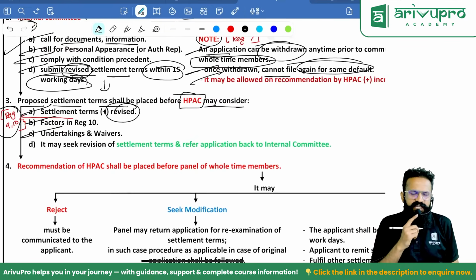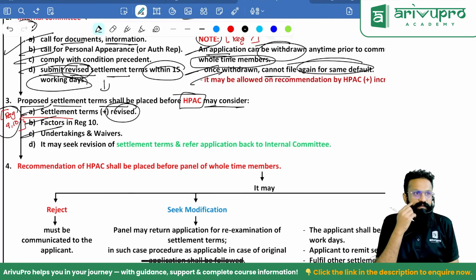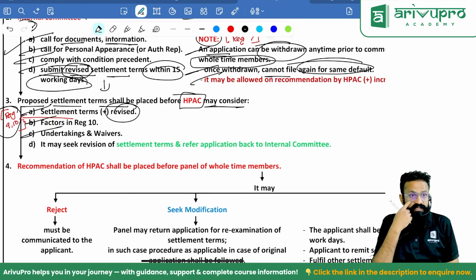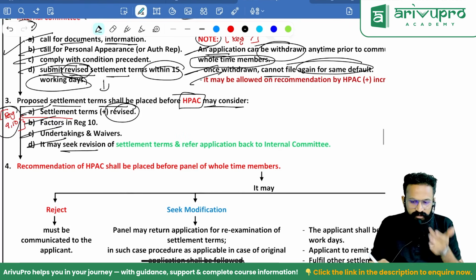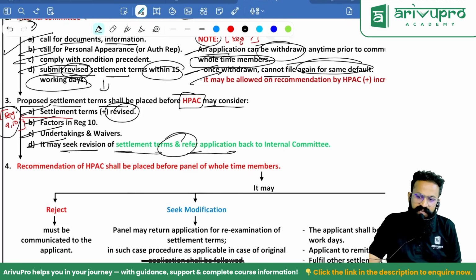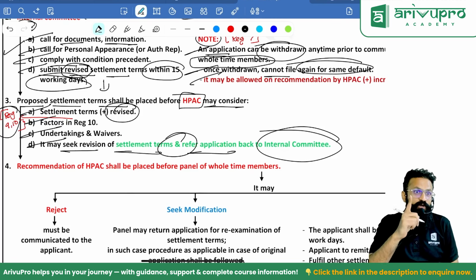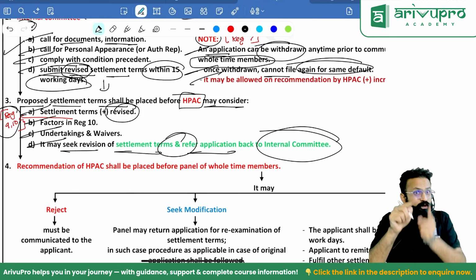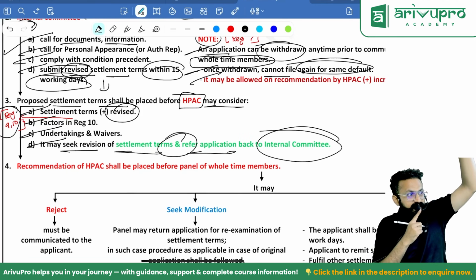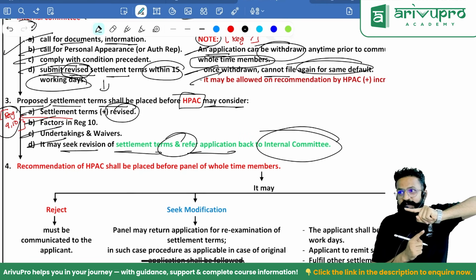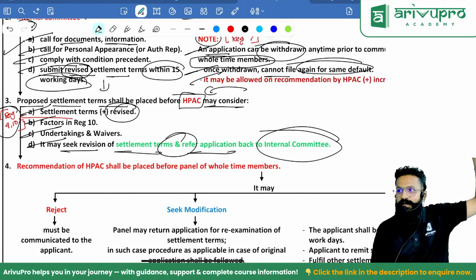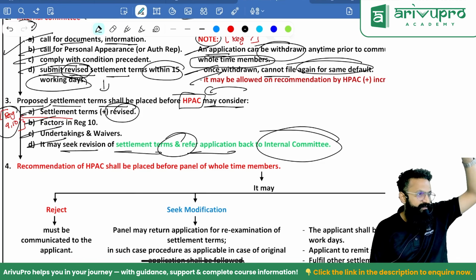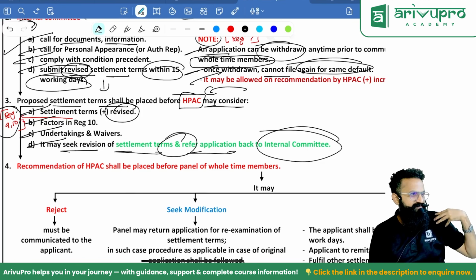Next one, undertakings and waivers. Undertakings is nothing but promises. I will not do it again. I'll not take up any listed company's client again. All those things. It may seek revision of settlement terms and refer the application back to the internal committee. I told you, every person has a power to send the application back to stage 1. Like HPAC here can say, we are seeing HPAC only, no? I can tell, go back and start from the beginning. I have a right to say that. Are you getting the point?